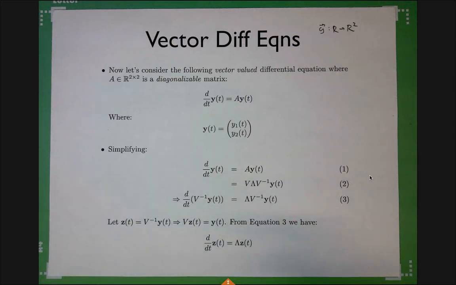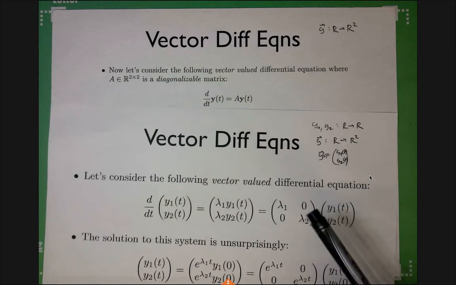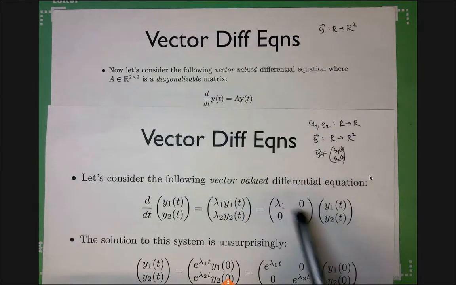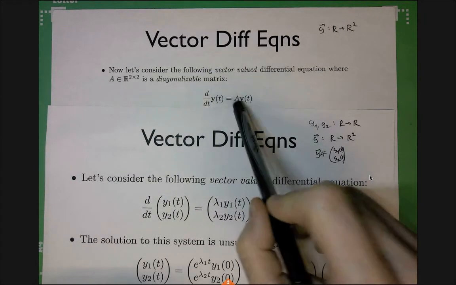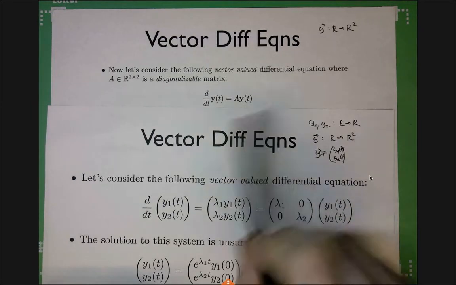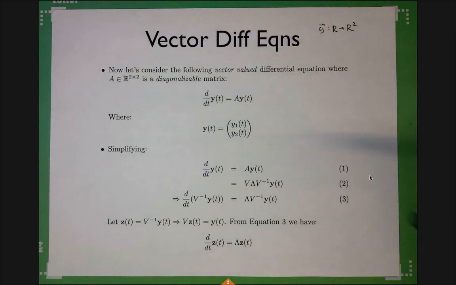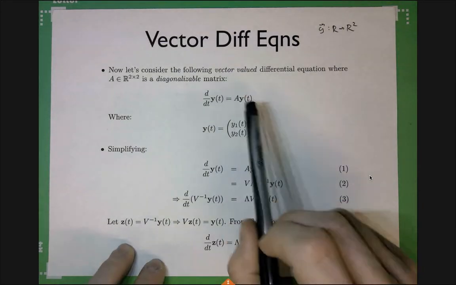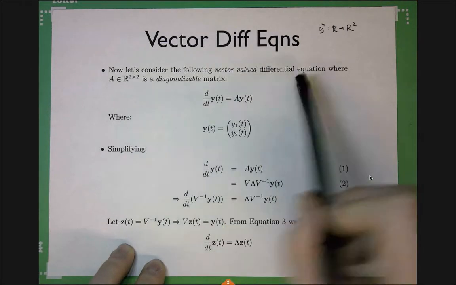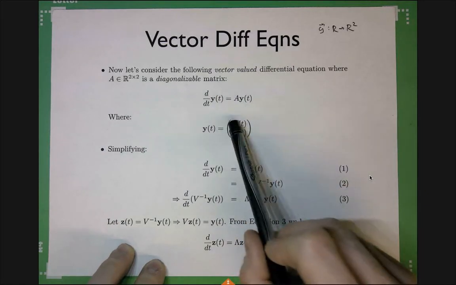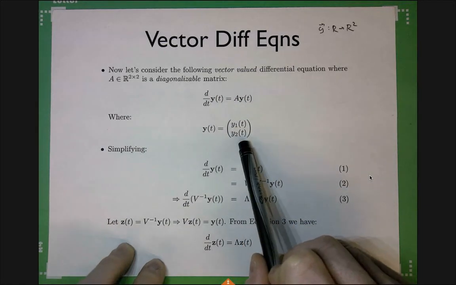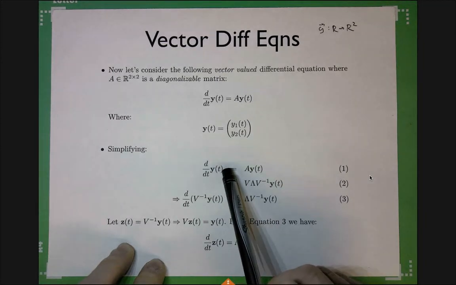So the example before was the special case where A was a diagonal matrix. If it's a diagonal matrix, lambda 1 and lambda 2, we already know how to solve it. We just do this, right? But when there are relationships between the first and second coordinate, between y1 and y2, okay, good.